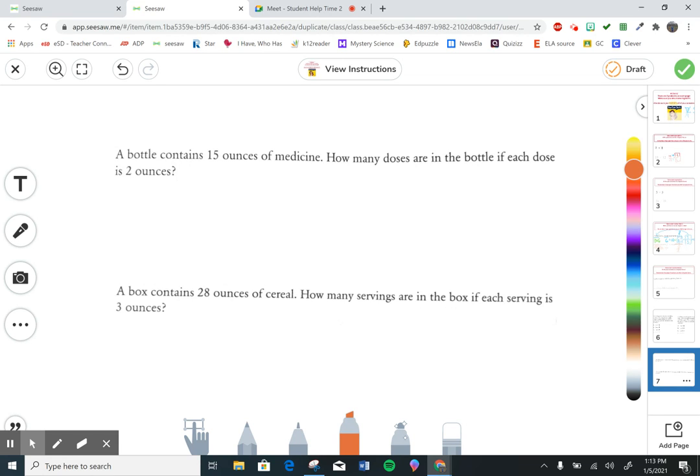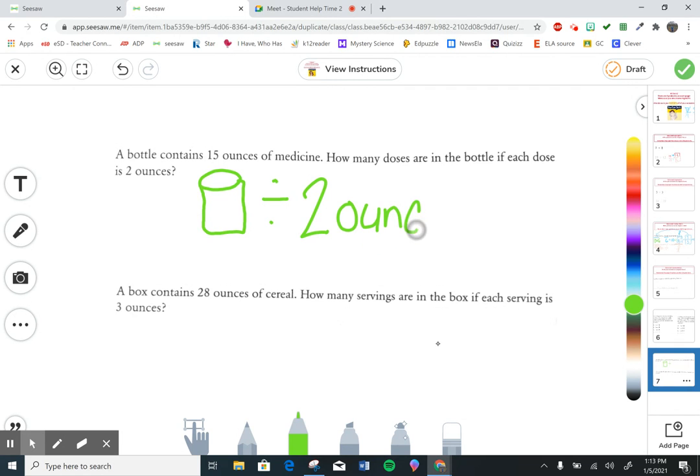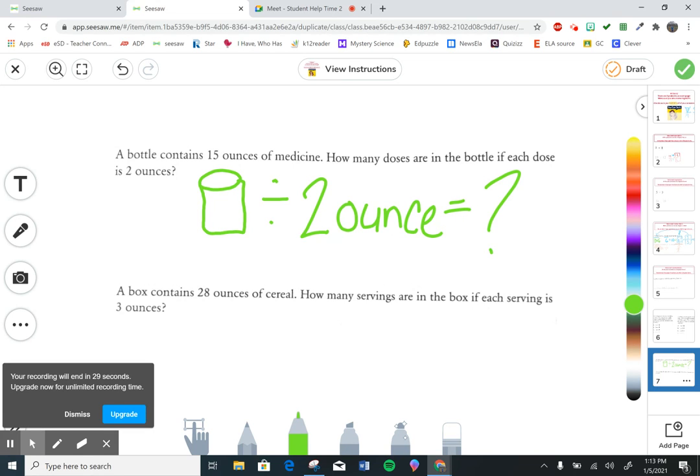So the first one says a bottle contains 15 ounces of medicine. How many doses are in the bottle if each dose is 2 ounces? So we're going to have 1 bottle of medicine, and we're going to divide it. Nope, not doses. We're going to divide it into 2 ounces so we can figure out how many doses there are.